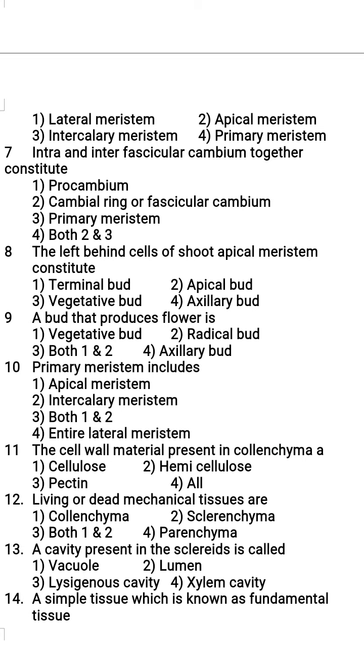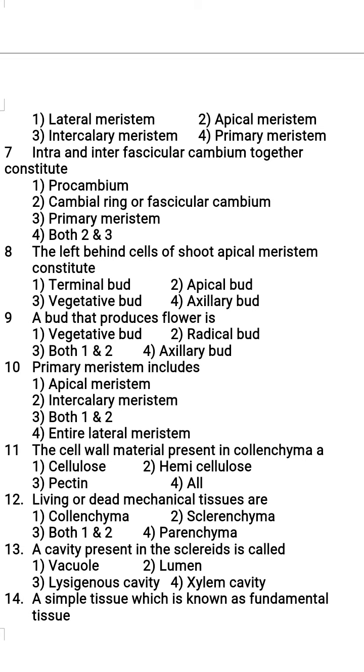Is it clear? Then 12th question, next question. Living or dead mechanical tissues are option 1, collenchyma. Option 2, sclerenchyma. Option 3, both 1 and 2. And option 4, parenchyma. So the correct answer for this question is option 3, both 1 and 2. Collenchyma and sclerenchyma. So living tissue or dead tissue, mechanical tissues are nothing but collenchyma and sclerenchyma.